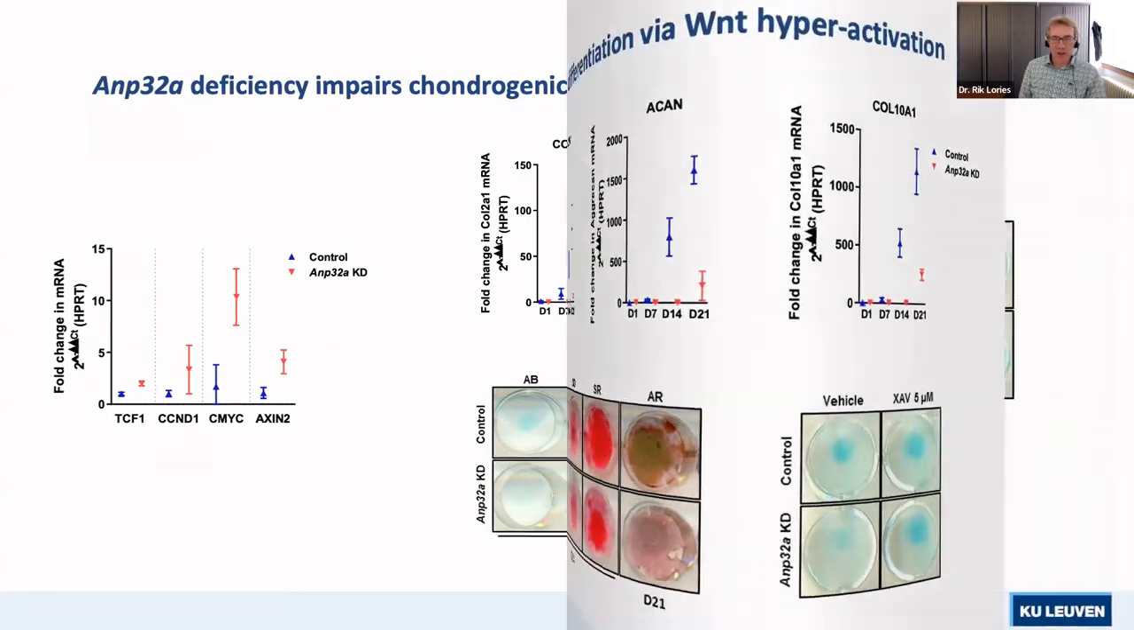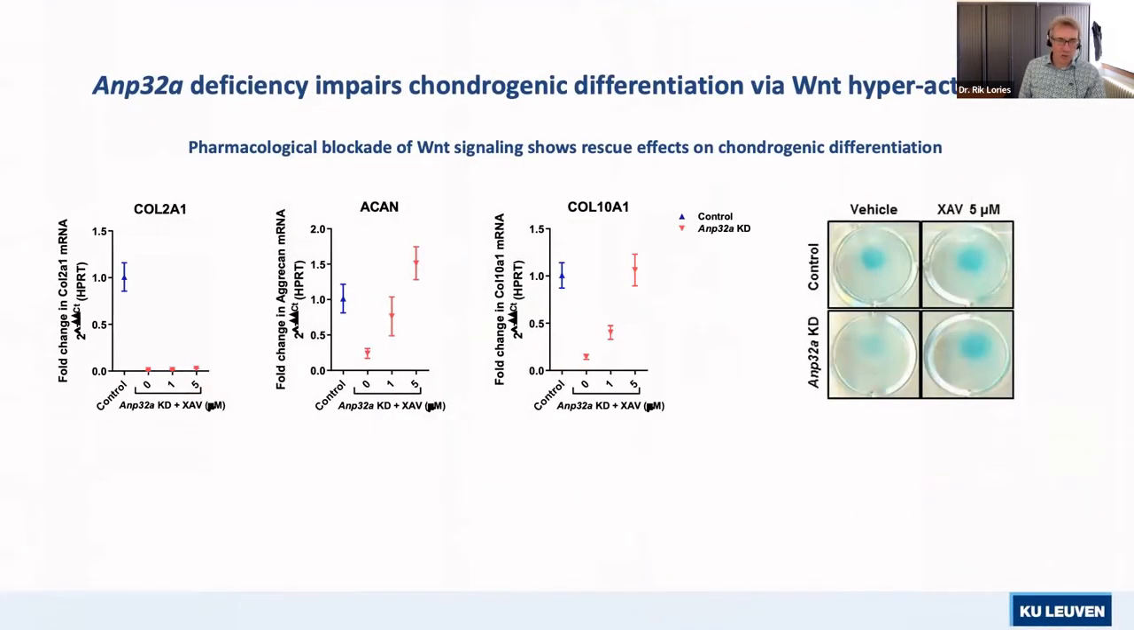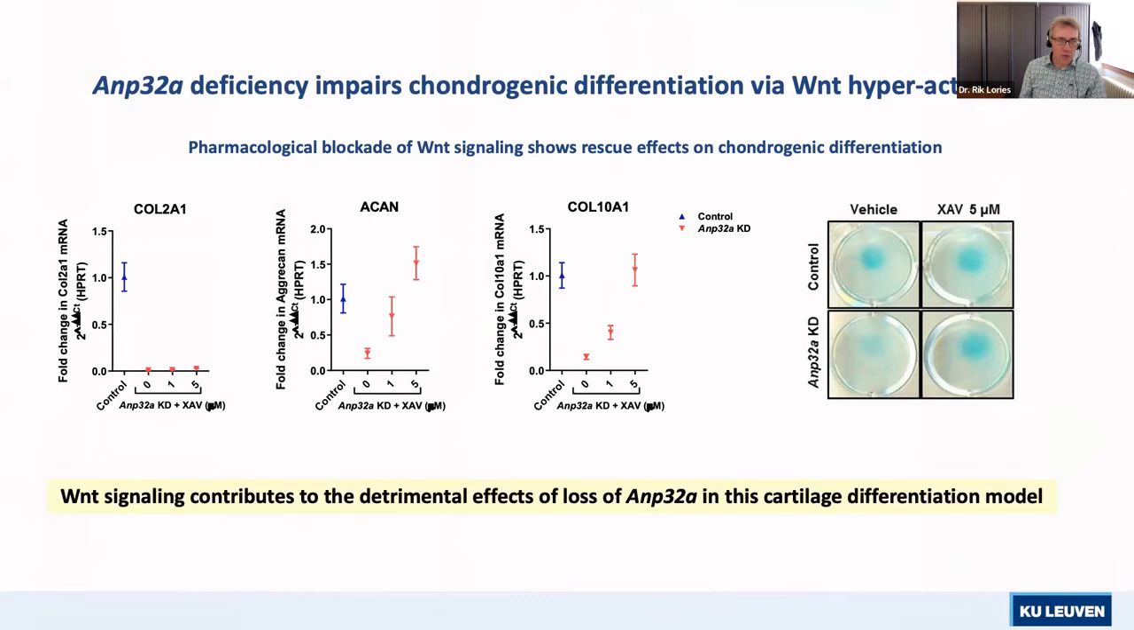So it seems like AMP32A, or the loss of AMP32A, upregulates or activates or enhances Wnt signaling, and this goes hand in hand with a deleterious effect on the gene expression program of the articular chondrocytes. And effectively, at least for some of these genes, like aggrecan and collagen type 10, by using a Wnt inhibitor, we could restore the normal phenotype, linking both pathways with one another.